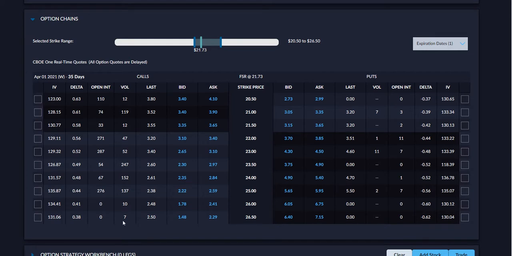So you want to pick a strike price at which you'll be comfortable selling the stock, out of the money. Now you will hear out of the money, in the money, at the money.